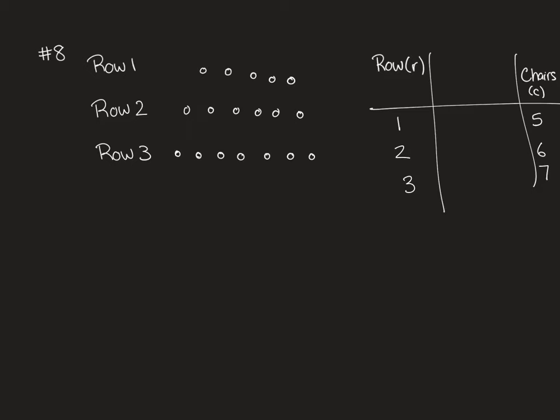Now, this is going up by 1 each time. So it's not the same thing where we can go 1 times 5 is 5, 2 times 5 is not 6. Instead, we're going to have an adding formula where if we take the number for our row, so our row number is 1, and we add 4, we get the number of chairs, right? 1 plus 4 is 5. 2 plus 4 is 6. 3 plus 4 is 7. So we're going to be looking at formulas that have addition instead of formulas that have multiplication.